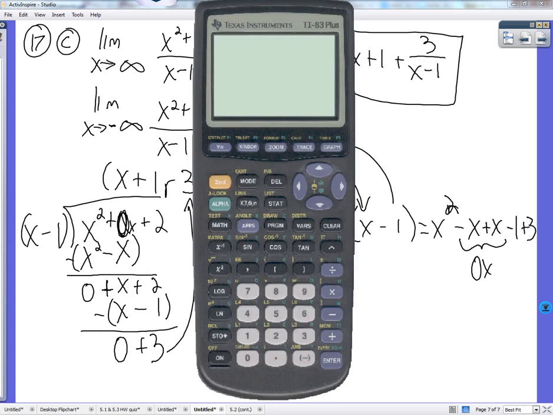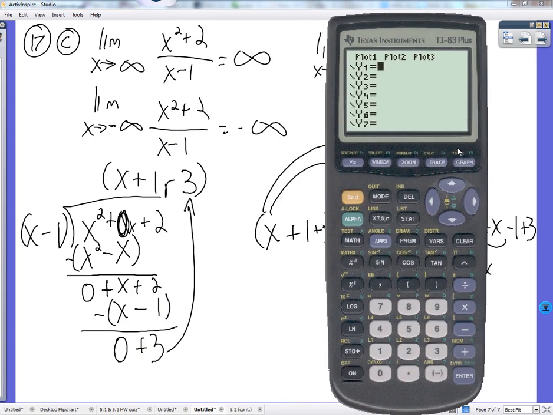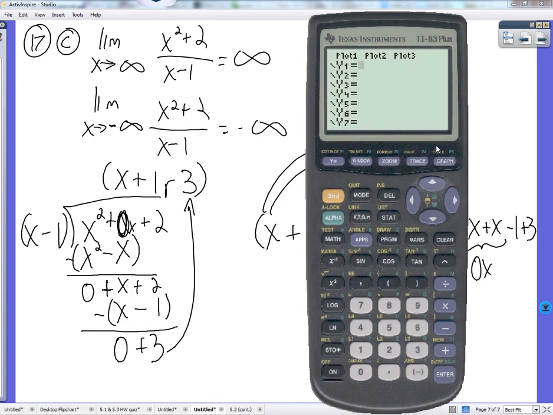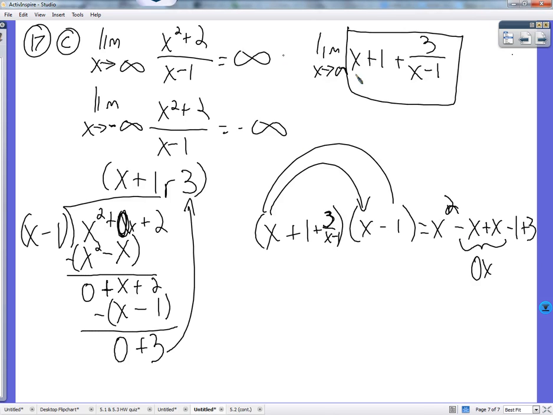Let's take a look at what the graph looks like. We'll do this one: x squared plus 2 divided by x minus 1. Okay, so let's cover that up. What's that look like if I cover the middle part up? Straight line. Looks like a straight line. What do you think the equation of that straight line is? Negative x plus one. Like x plus one.